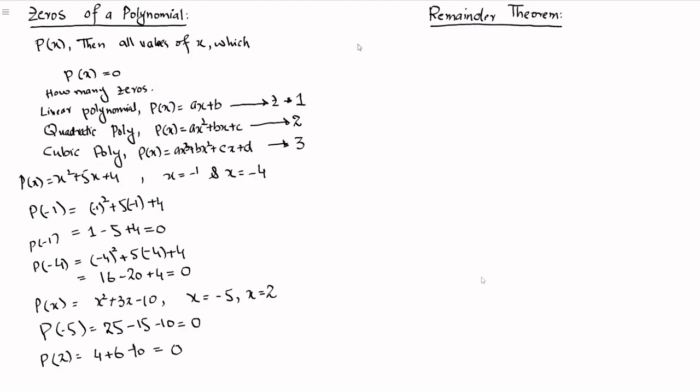Now the remainder theorem. The remainder theorem says that if a polynomial p of x is divided by a linear polynomial, which may be x minus a, then the remainder of that polynomial will be equal to p of a.